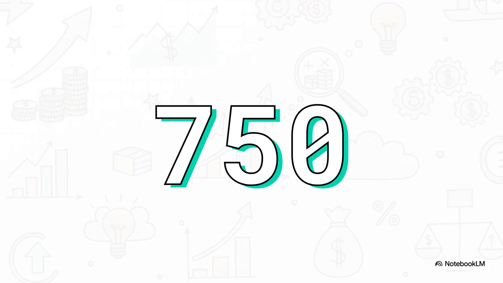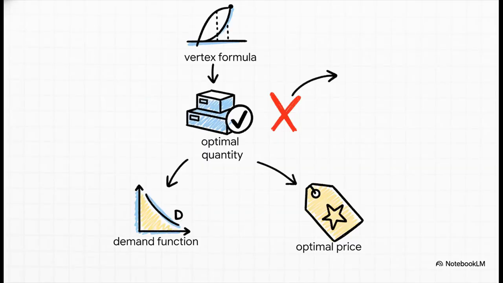Now, this isn't just a number from a formula. This is a strategic insight. It's the precise number of units we need to sell to generate the absolute maximum possible revenue for our product. Okay, I really need to emphasize this next step because this is another place where students frequently get confused. The vertex formula gave us the optimal quantity, but it did not give us the optimal price.